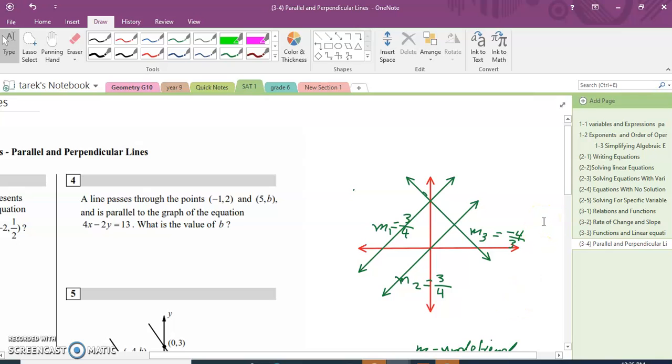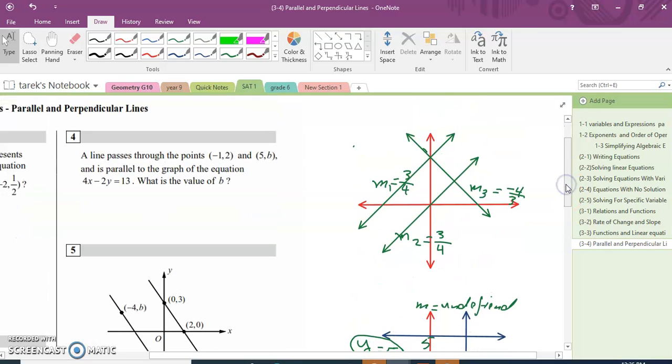This is lesson 3.4, parallel and perpendicular lines. I'm going to review some facts about lines first. If you have two or three lines in the Cartesian plane, they might be parallel or perpendicular.